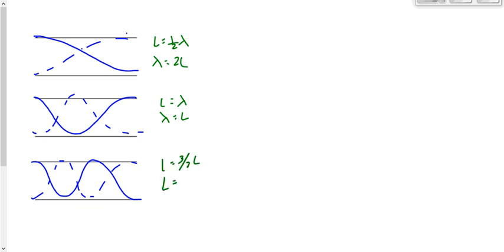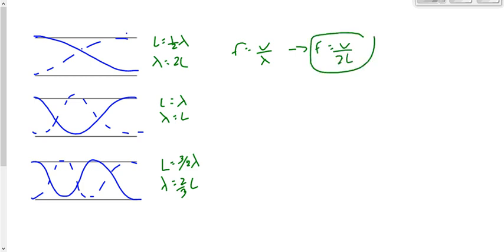Or L, lambda I should say, would be equal to 2/3. F is equal to V over lambda. F is equal to V over 2L. Hey, you recognize that equation? Parker, recognize that one? Same as the string, right? When you had a string that was attached at both ends, the first harmonic was V over 2L.